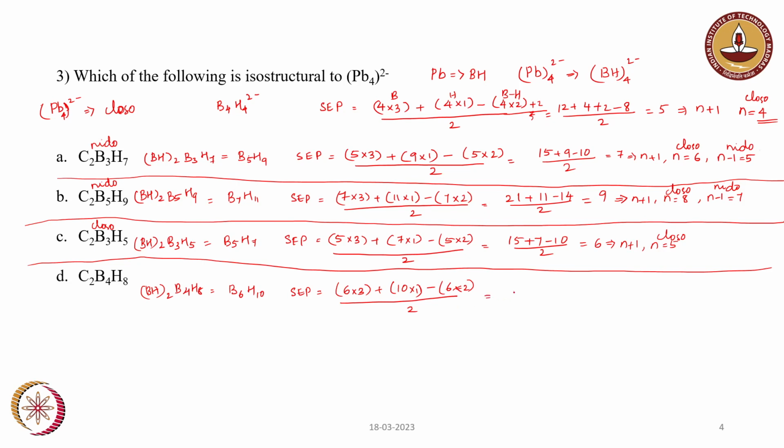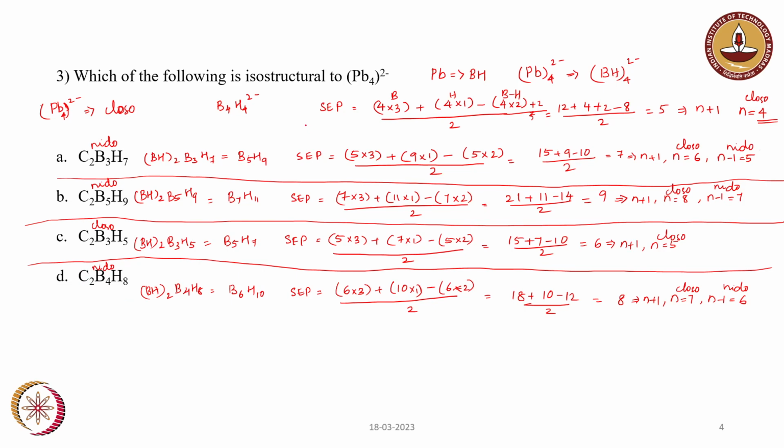So that is 18 plus 10 minus 12 by 2, which is equal to 8, which is n plus 1. And if n equal to 7, that is closo. We have n equal to 6 here. So that is n minus 1 equal to 6, that is nido. So this compound will be nido.